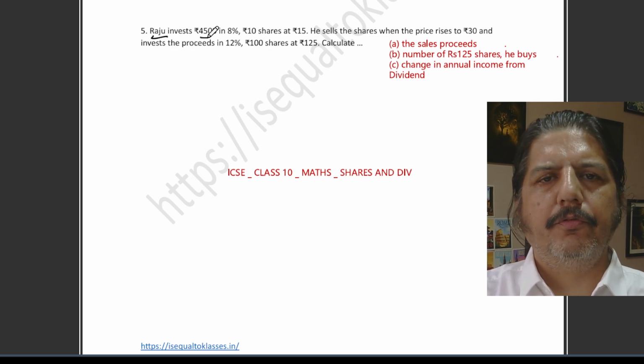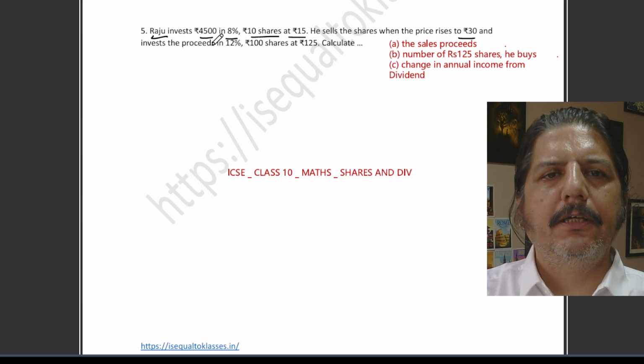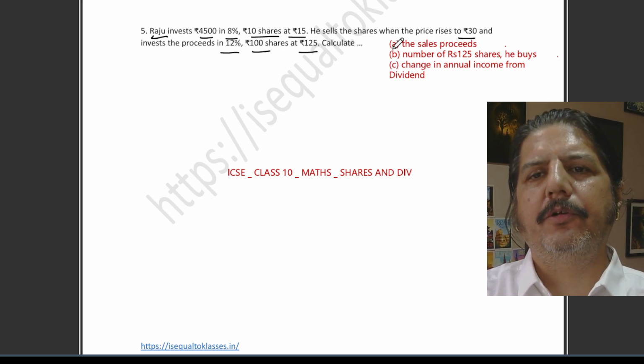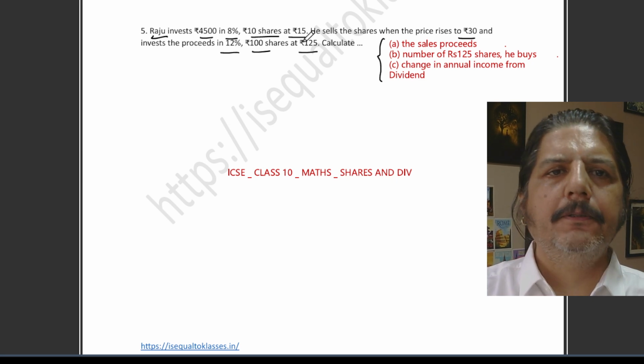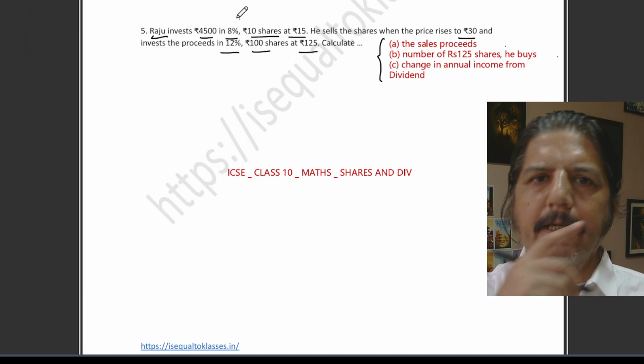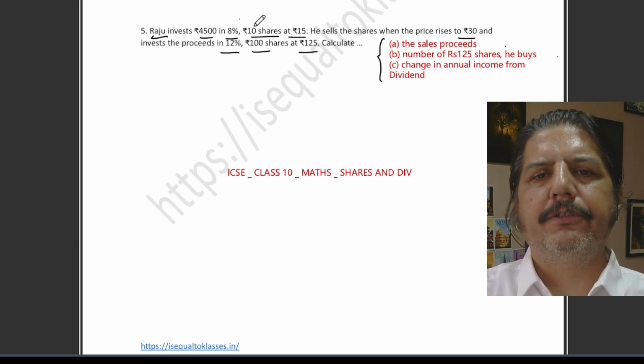Raju invests rupees 4,500 in 8% rupees 10 shares at rupees 15. He sells the shares when the price rises to rupees 30. Invests the proceeds in 12% 100 rupees shares at rupees 125. Calculate this. So let's take this one by one. So Raju invests rupees 4,500 in 8% rupees 10 shares at rupees 15.